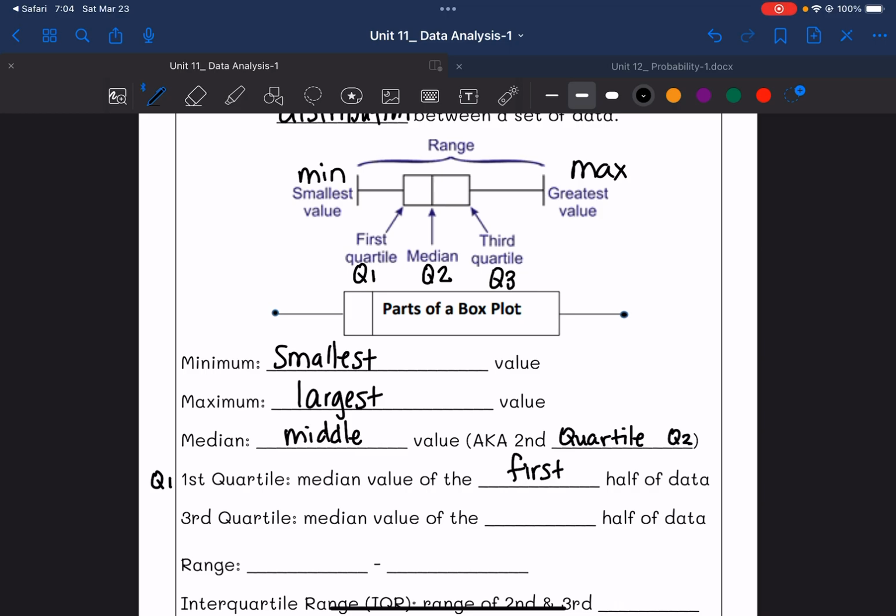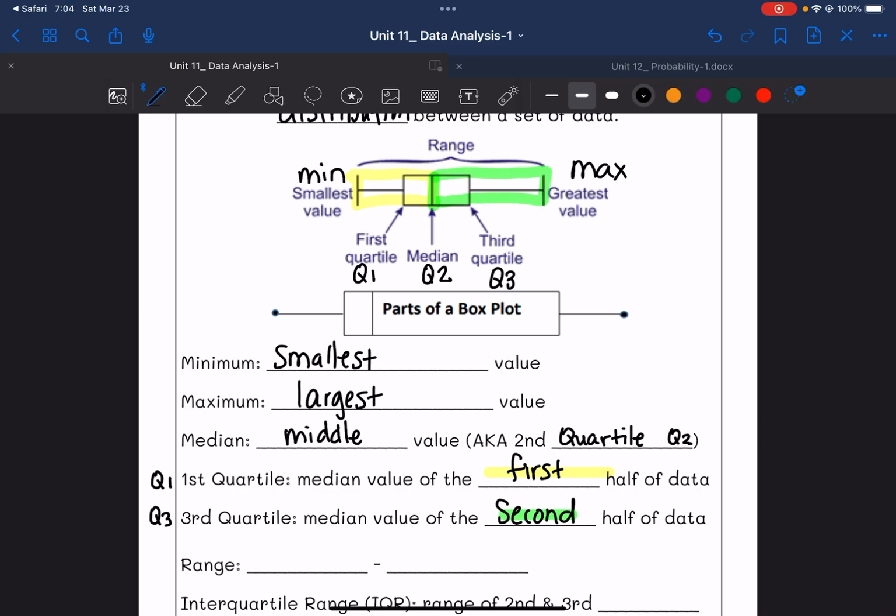Okay, so that is going to be this part. Okay, and then the third quartile, also written as Q3, is the median value of the second half of data. Okay, that is going to be this part right here.